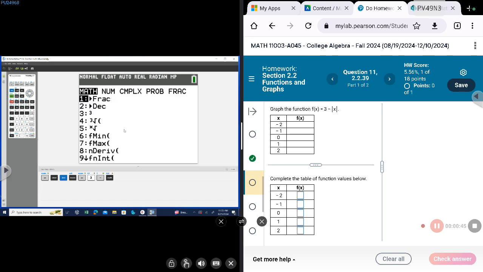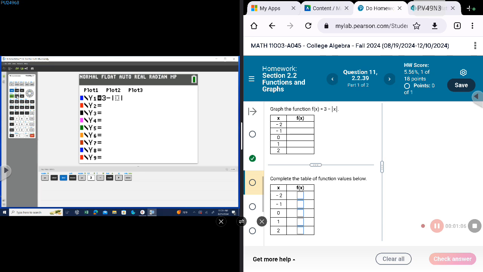The math key of your calculator, go to math, then go over to the NUM, and the first thing underneath that will be your absolute value. So absolute value, and then put your x in, which is the key next to the alpha key.